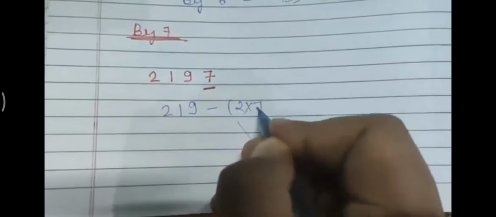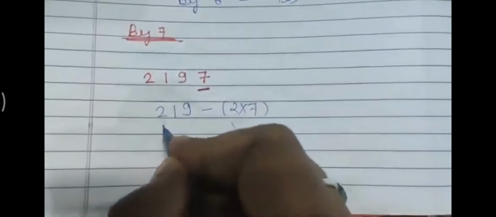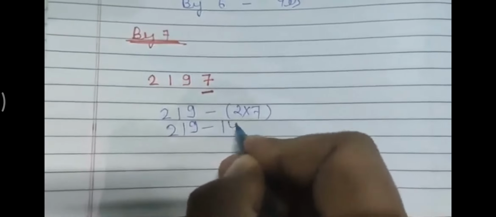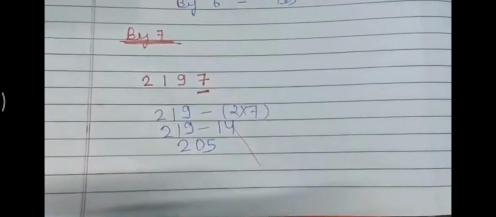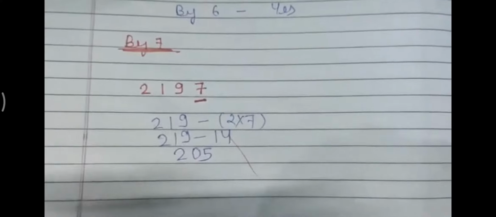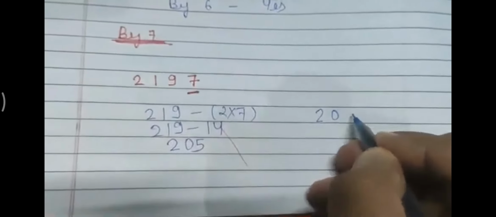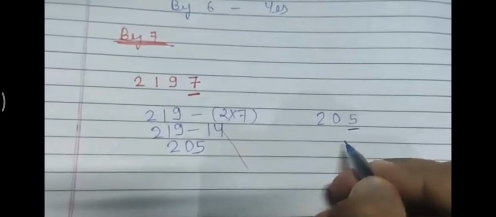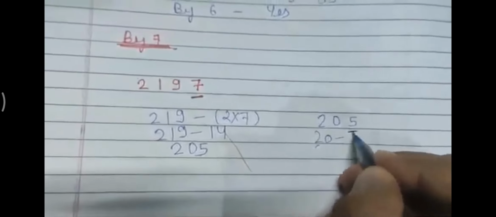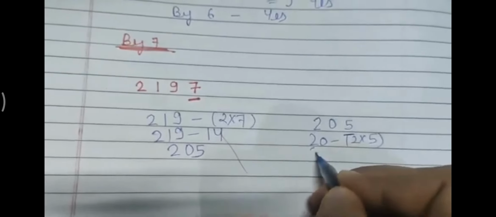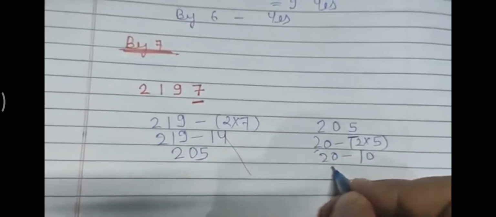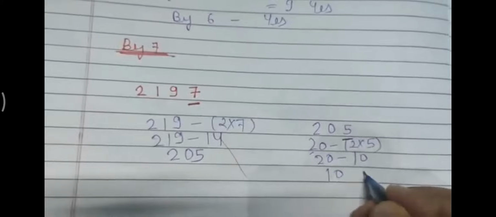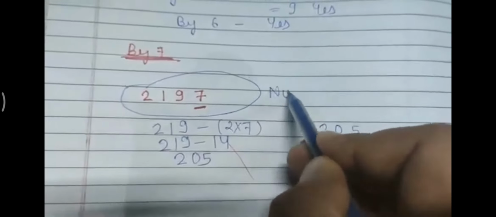और उसे 219 से माइनस करेंगे। तो 219 माइनस 2 मल्टीप्लाई 7, तो 2 7 जा होता है 14। When we subtract, we will get 205. Now again we will take 205 and subtract the double of 5, means 2 multiply 5. So 20 minus 10, this is 10. Now here you can see 10 is not divisible by 7, that's why the whole number 2197 is not divisible by 7.